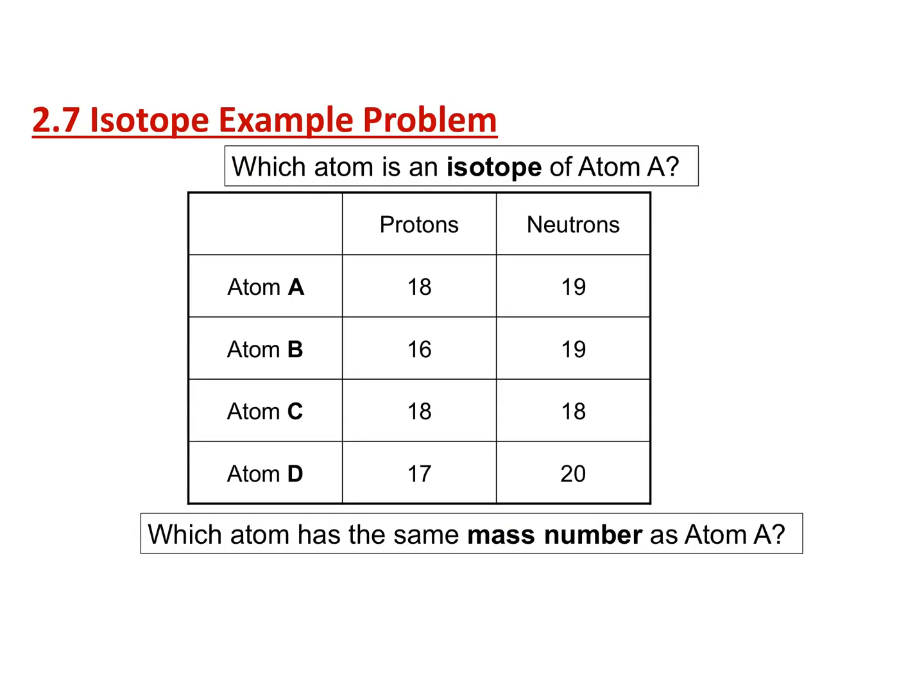So here's an example of that. We've got 4 different atoms, atom A, B, C, and D, with our number of protons and our number of neutrons. Which atom is an isotope of atom A? So atom A has 18 protons. Well, isotopes have the same number of protons but differ in their number of neutrons. So atom C also has 18 protons. So that must be an isotope of atom A.